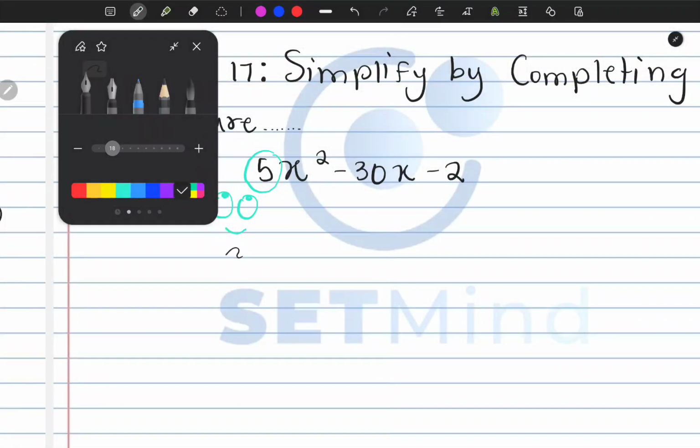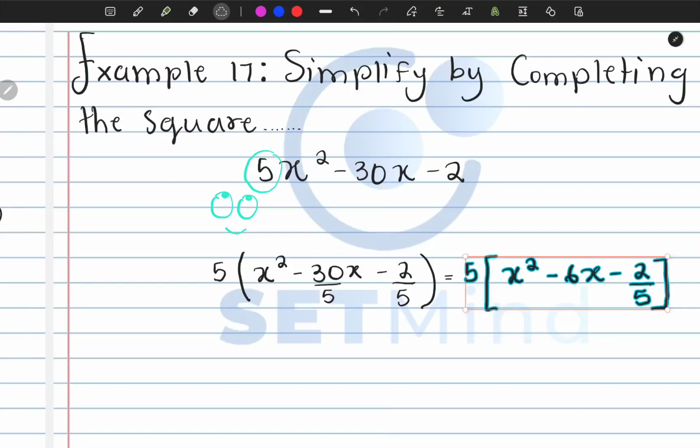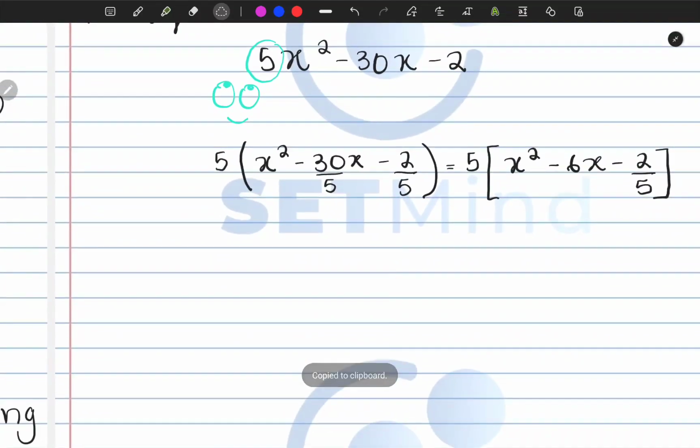So what we need to do, as I previously said, is factor out the 5. So when you factor out the 5, you will get 5 times x squared, then 30x divided by 5, then minus 2 divided by 5. So we'll have x squared, 30 divided by 5 gives a 6, so 6x minus 2 over 5, like that. Essentially what we now need to do is complete the square of what is left inside there. We become happy because the coefficient of x squared is now 1, and once it becomes 1, it is much easier to deal with completing the square.